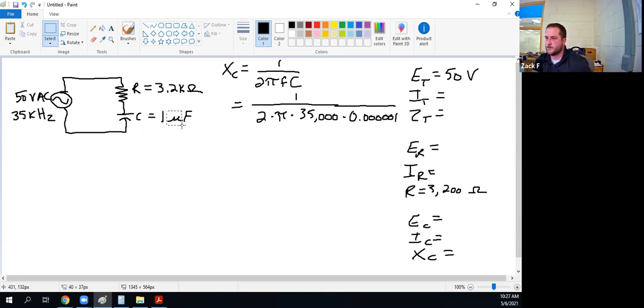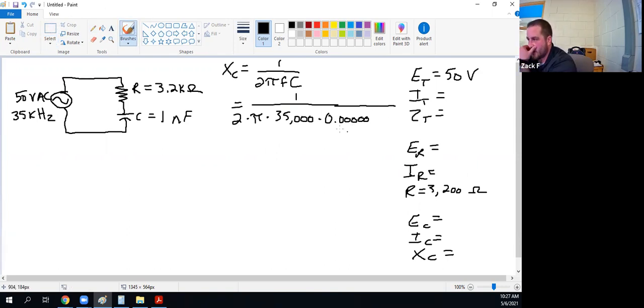I'm going to change this to nanofarads. If that's the case, it's 1 divided by 2 times pi times 35,000 times, yeah, 1 nanofarad would be 0.000000001, right?